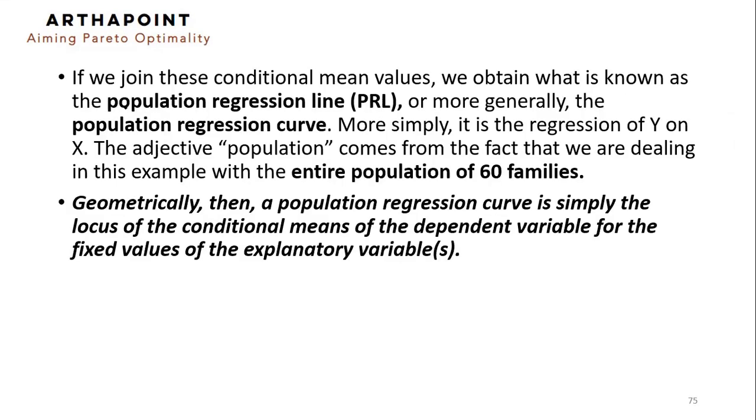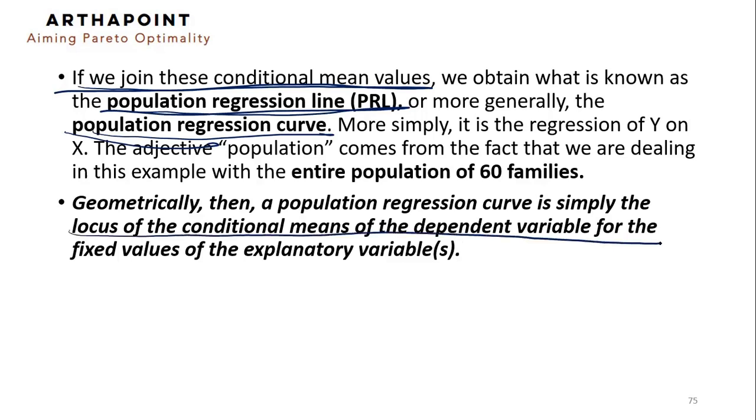This line is called the population regression line. How do we achieve this? This is achieved by joining the conditional mean values together. The population regression line is also known as the population regression curve. And how do you do that? It is the locus of the conditional means of the dependent variable for the fixed value of the explanatory variable.